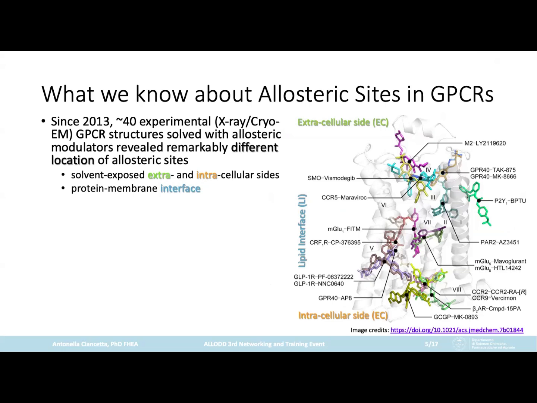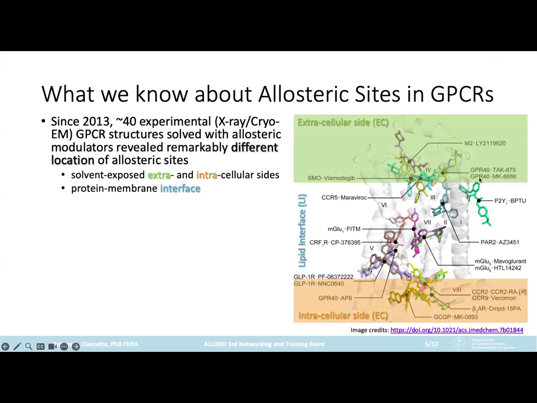And we have now accumulated over a decade of structural biology data that show that basically the allosteric binding sites in GPCRs can be virtually anywhere. We have sites on the extracellular and intracellular solvent exposed sides, which is somewhat expected because for some of the GPCRs, not all of them, the extracellular site is basically the entry route for the orthosteric agonist from the extracellular medium, and the intracellular side is the region where the receptor couples to the G protein.